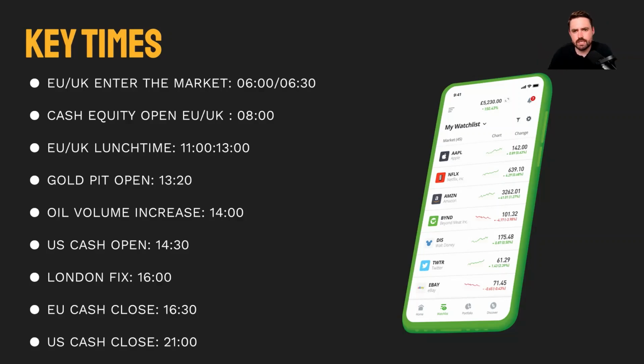Oil volume increases at 2 p.m., and you can check all these out. Look at the candles on the chart at 2 p.m. for oil. You get a big spike either way, higher or lower, but volume starts to increase around then. We then get the US cash open at 2:30, the London fix at 4 p.m., the European cash close at 4:30, and then the US close on Wall Street at 9 p.m.